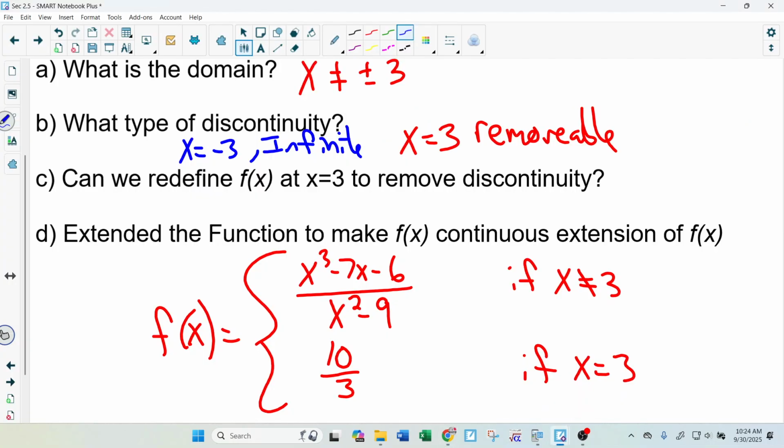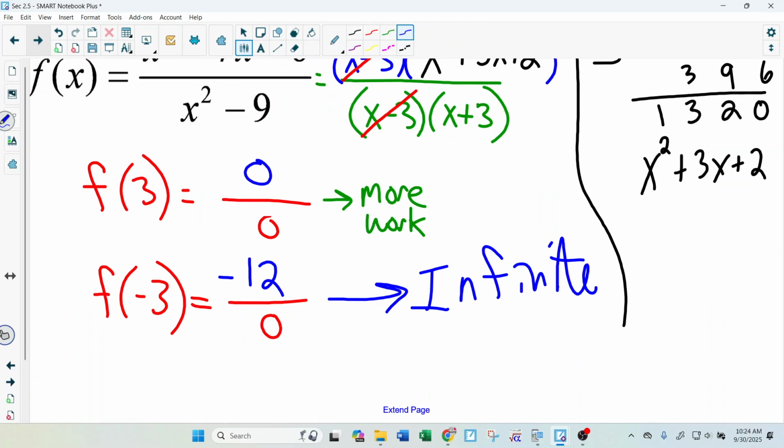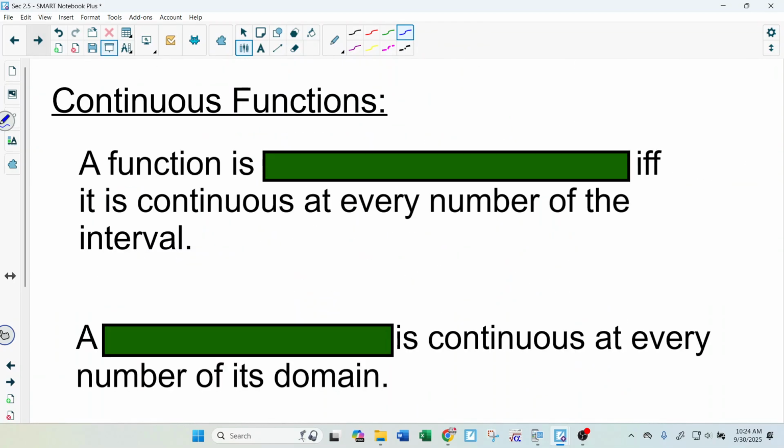Let's keep going talking about some functions, okay? All right, a continuous function. Some more definitions.